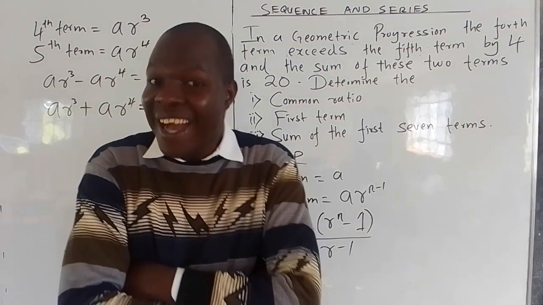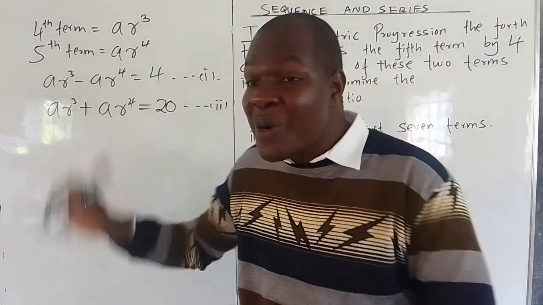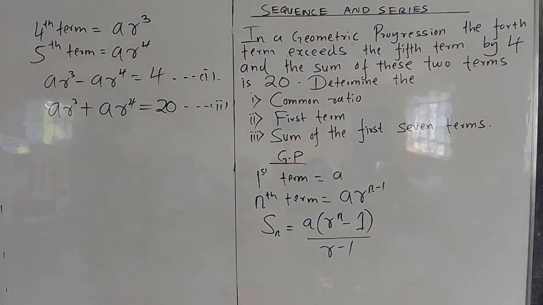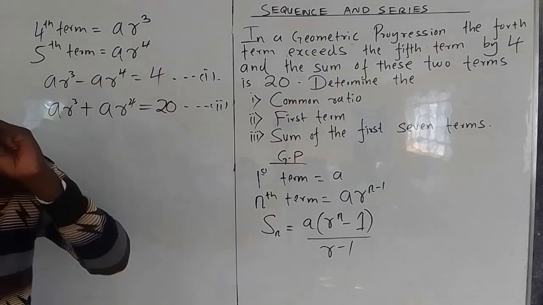there is one more equation here. From the statement of the geometric progression we learned, there is one more equation here. Who can tell me that equation? There's supposed to be three equations from this case. I'm seeing there's one. You ought to be someone who has mastered the concept.